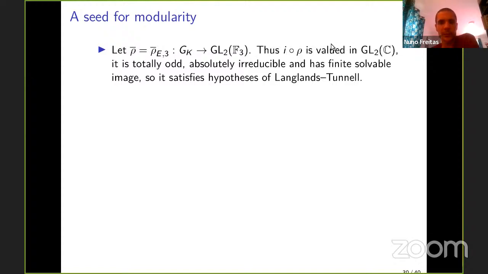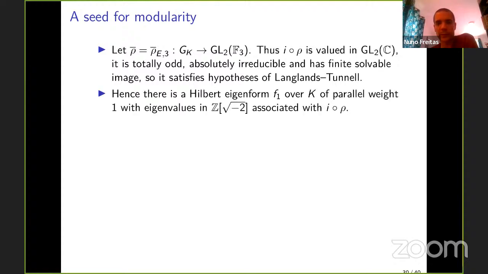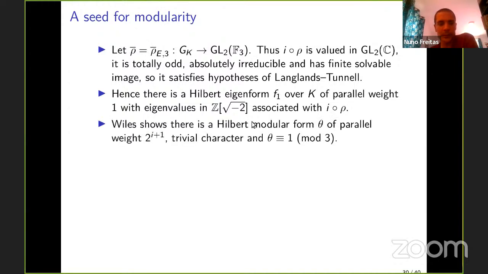Okay, so this is complex valued, and because it's coming from an elliptic curve, it will be totally odd, absolutely irreducible by assumption, and the image is finite and solvable, and so it satisfies the hypothesis of Langlands-Tunnell. So we can find some Hilbert modular form f1 associated with this representation, and it will have parallel weight 1 and eigenvalues in this ring. On the other hand, there is a lemma in one of the papers of Wiles that says that we can find a Hilbert modular form theta of parallel weight some power of 2 with trivial character such that modulo 3 it coincides with 1.